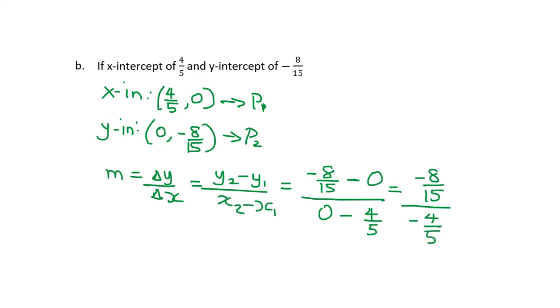So as a result of that, what we have here is negative 8 over 15 over negative 4 over 5. This looks like division: negative 8 over 15 divided by negative 4 over 5, which means that changing division to multiplication, we flip the fraction after the division sign, changing the denominator to become the numerator. So here we have negative 8 over 15 times negative 5 over 4.